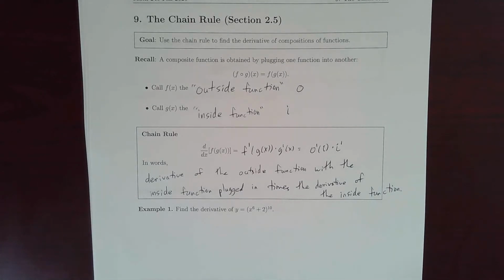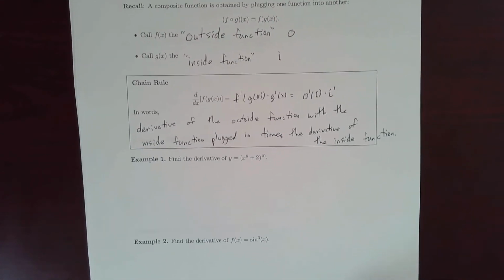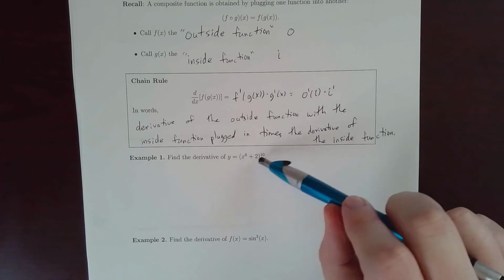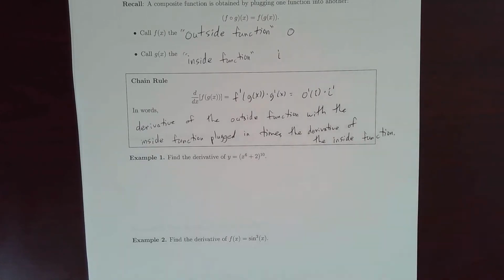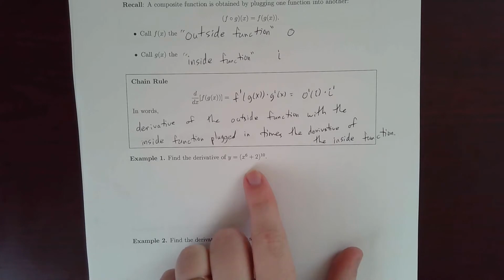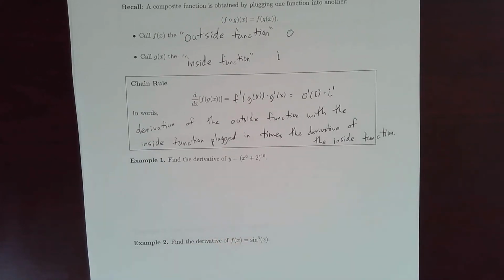Alright, so let's say we wanted to go ahead and find the derivative of this function x to the 6th plus 2, all in parentheses, to the 10th power. Now, one thing we could do is we could go ahead and expand this. But I don't know about you, but I don't really want to FOIL this entire thing out. That would be a lot of work. And so the hardest part about finding the chain rule is identifying what your outside and inside functions are.